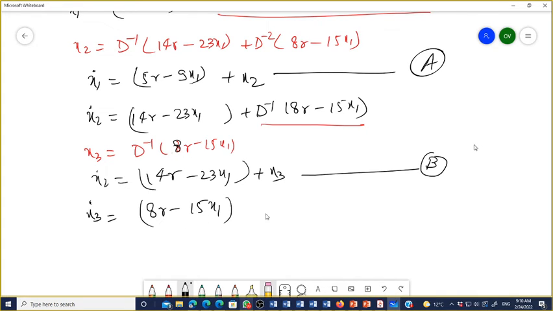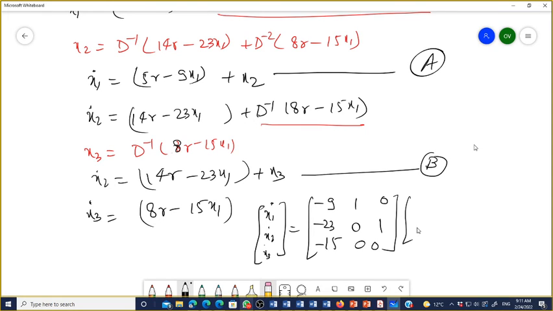So now based on this you can write x1 dot, x2 dot, x3 dot. Please tell me what will be the equation. The matrix is minus 9, 1, 0; minus 23, 0, 1; minus 15, 0, 0, multiplied by x1, x2, x3, and then plus 5, 14, 8 multiplied by r. This is your result.